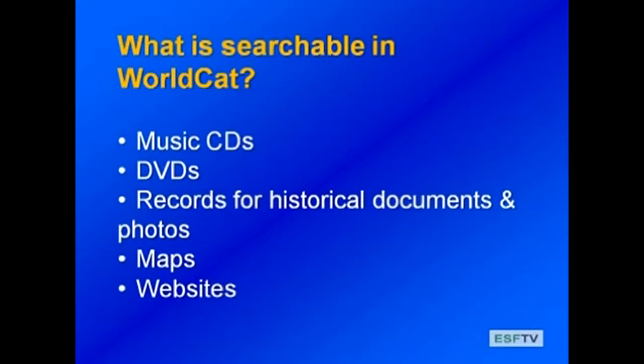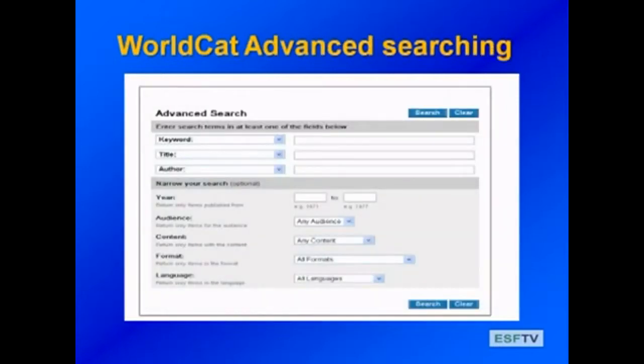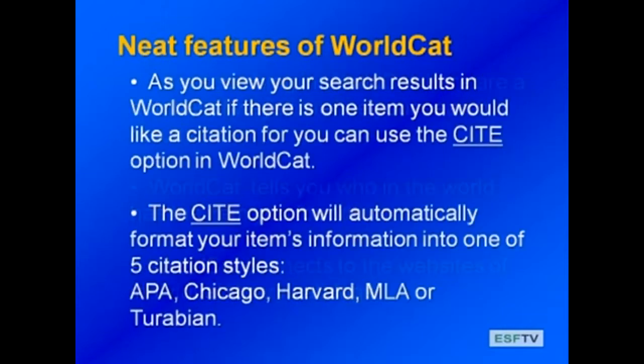When you first get into WorldCat, you'll see the basic search screen. And you can go in and you can use that option, or there's an advanced search option where you can put on lots of limits. But not to worry, if you do the basic search, you can actually go in afterwards and put on some limits. There's a lot of really neat features about WorldCat. After you search WorldCat, you can put some limits on. You can tell who in the world has the item that you're looking at. And you can actually go to the individual library catalogs for those items that you found.